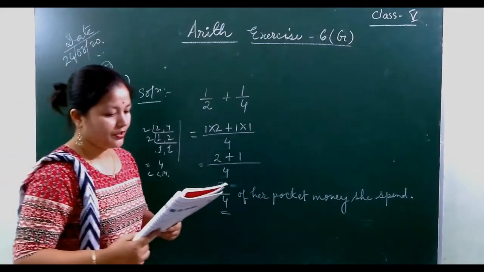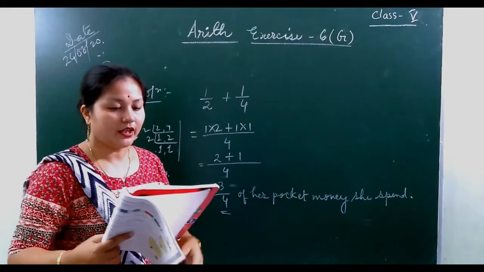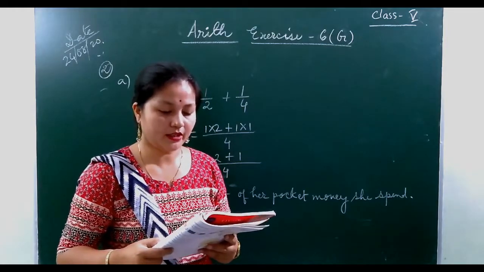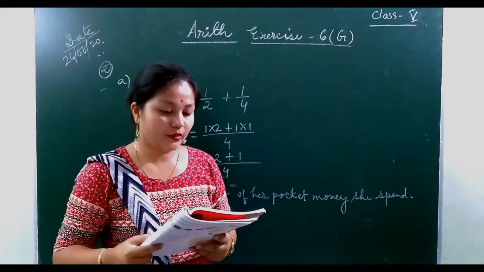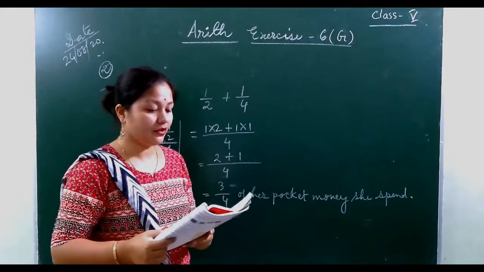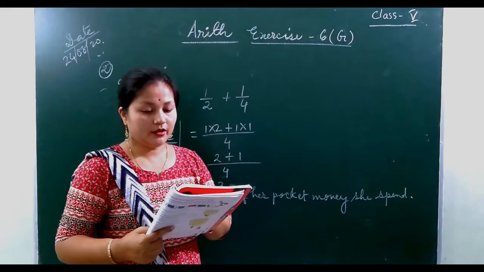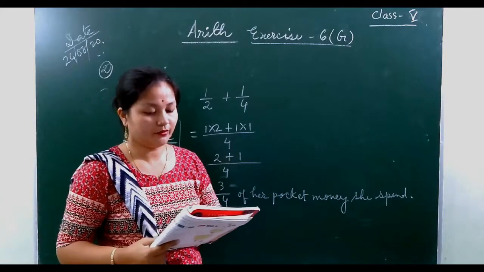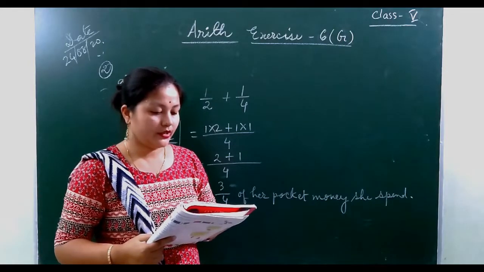Then you go to question number C. Mr. Kumar brought 3 liters of milk in the morning. There was 5 by 8 liters left in the evening. How much was used during the day? So what we have to do: Mr. Kumar brought 3 liters of milk, and there was 5 by 8 liters left in the evening. So in the afternoon when he checked, 5 by 8 part is left. So how much was used during the day?